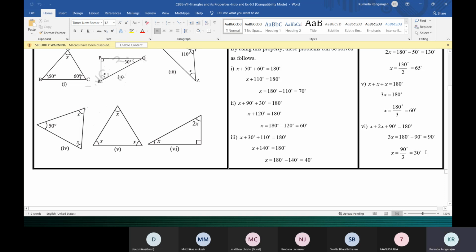which is 30 degrees. So we are only asked to find the value of x. So we can leave our answer here: x is equal to 30 degrees. But just in case we have to find the other angles, then 2x will be 2 into 30, 60 degrees. The question is to find the value of x, so you can leave it here. If you have to find all the angles, then 2x is equal to 2 into 30, 60 degrees.